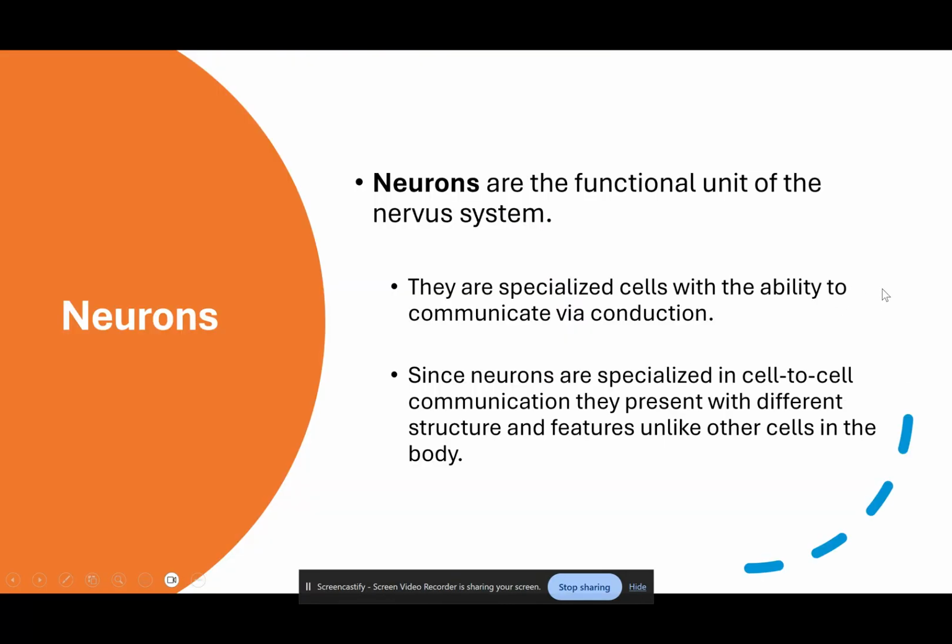So when we think about nervous tissue, we have to think about the neurons. We know that they are the functional unit of the nervous system. They're highly specialized cells with the ability to communicate via conduction, right? And as a result of these cells being so specialized, they have different presentations and different structural features, unlike other cells, that enable them to communicate through this transduction.